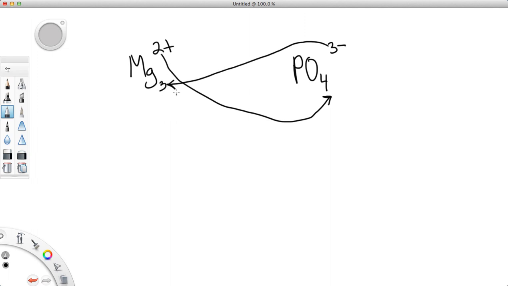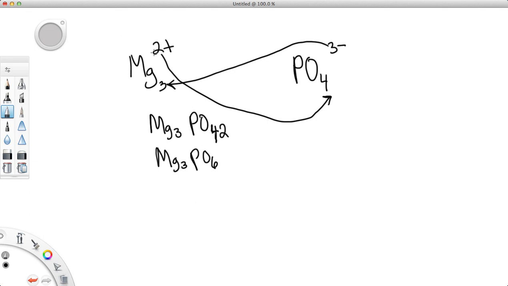Here's the problem. Some students will write it like this: Mg3 PO4 3, or they may write it Mg3 PO6, thinking that we need to add the 2 to that when that's not the case. We're not going to be doing any adding at all. Okay?